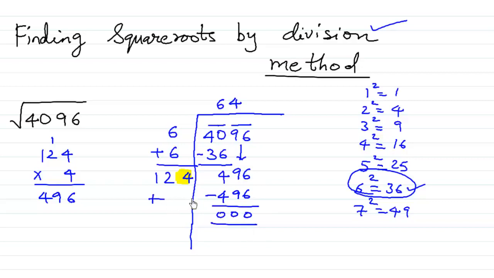And over there, we'll add a 4. So 4 plus 4 is 8. 2 and 1 brought down as there. So the answer to this is the square root of 4096 is this number, 64. This particular method is called the division method.